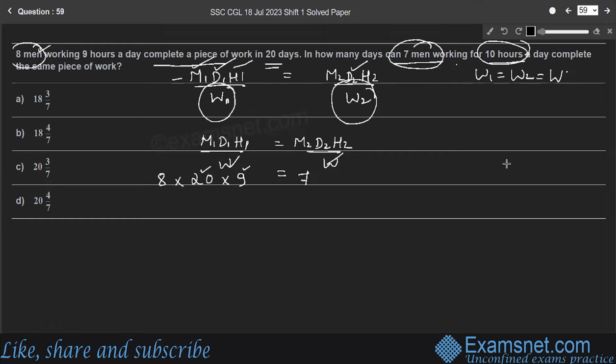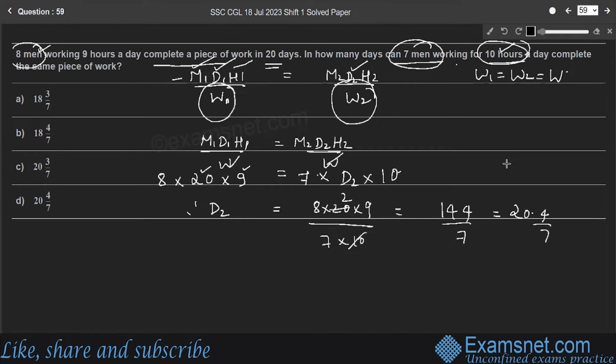So M2 is equal to 7, and D2 is what we need to find: the number of days they work, and in each day they work for 10 hours. H2 is 10. Therefore, D2 is equal to 8 into 20 into 9 by 7 into 10. So 10 into 2 is 20. So 8 into 2, 16. 16 into 9, 144 by 7 is the answer. Still you can simplify. So it becomes 20 integer 4 by 7. Right? 20 integer 4 by 7.